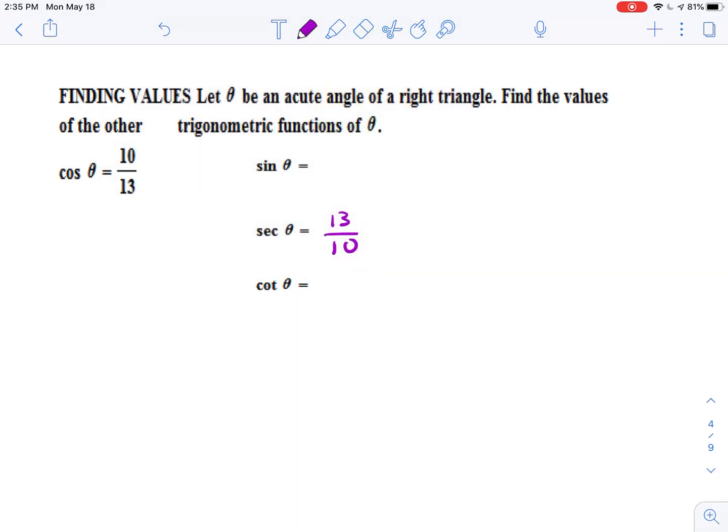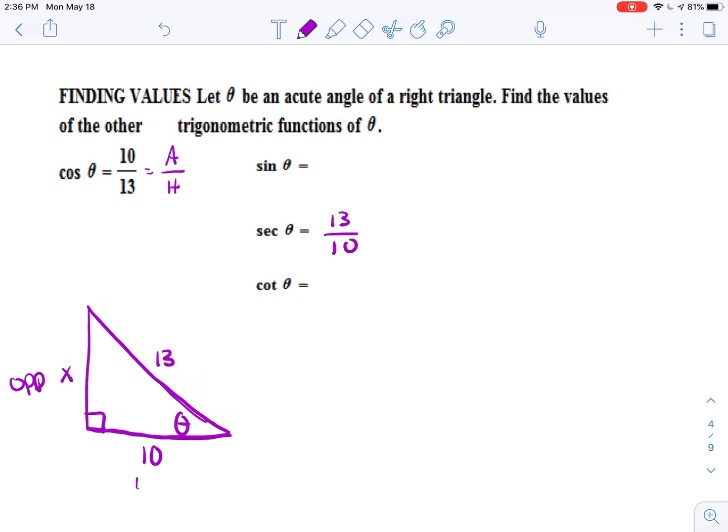So now let's draw a triangle. What does it mean to have cosine equal to 10 over 13? Well, if we are on a triangle, we have a right angle, we have a theta, and cosine is 10 over 13, that means my adjacent over my hypotenuse is equal to 10 over 13. So my adjacent side, remember, is always the side attached to the angle that's not the hypotenuse. So that's 10. My hypotenuse is always my longest side, or opposite our 90-degree angle. So that's 13. So all that's left to find is our opposite side, right?